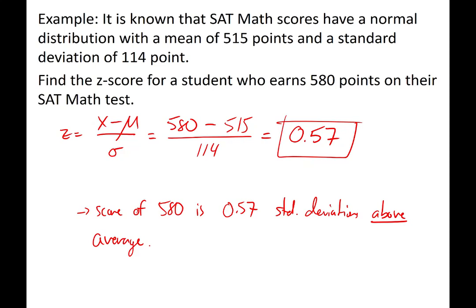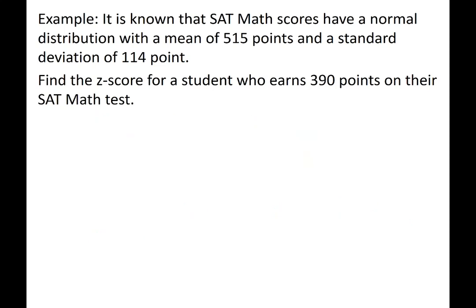Questions on that? Make sense? How to calculate them? Okay. That person is above average. You could also look at another student. Let's say they earn a 390. Are they above average or below? Below. So we would expect that their z-score will be what? Negative.